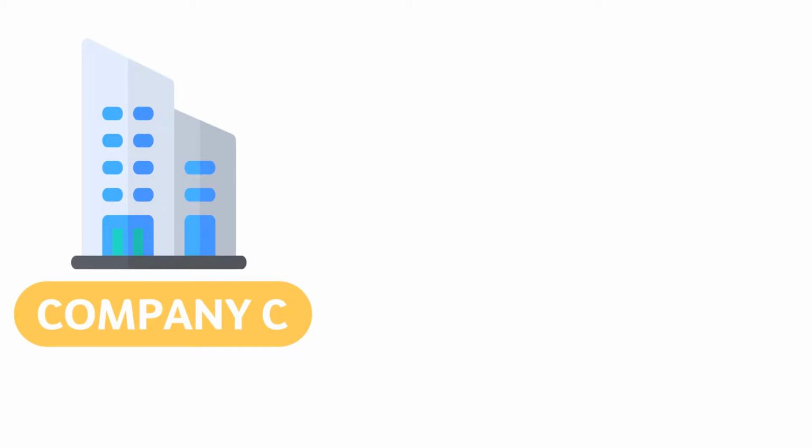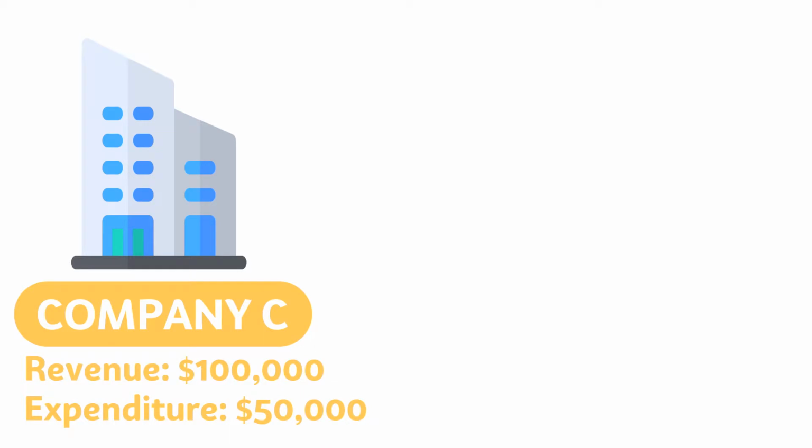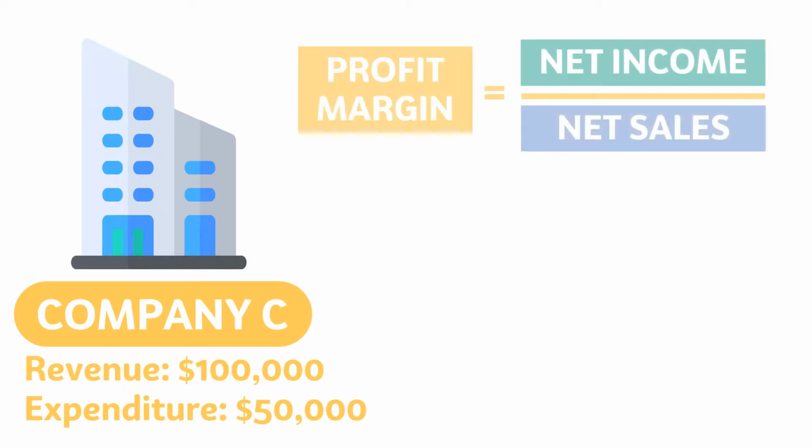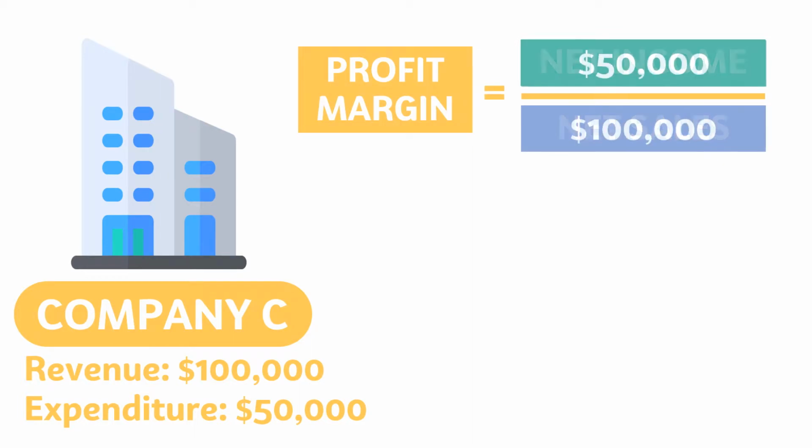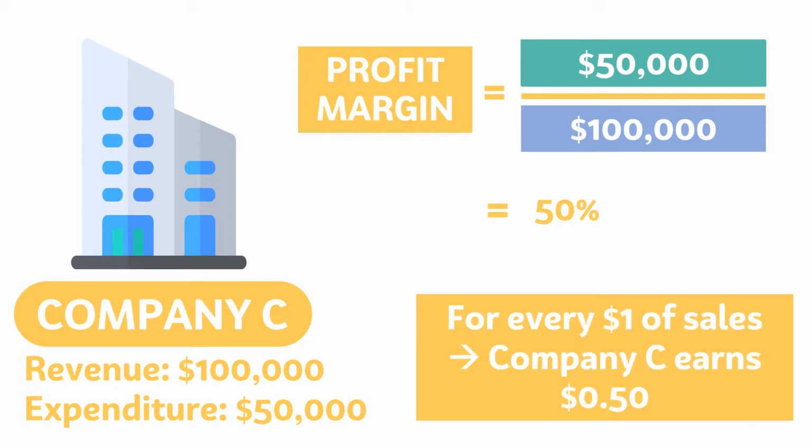Suppose company C's revenue is $100,000 and its total expenditure is $50,000 for 1 year. When we substitute these values into the profit margin formula, we get a net income of $50,000 divided by net sales of $100,000. So company C yields a profit margin of 50%, or in other words, for every dollar of sales company C makes, it earns 50 cents.